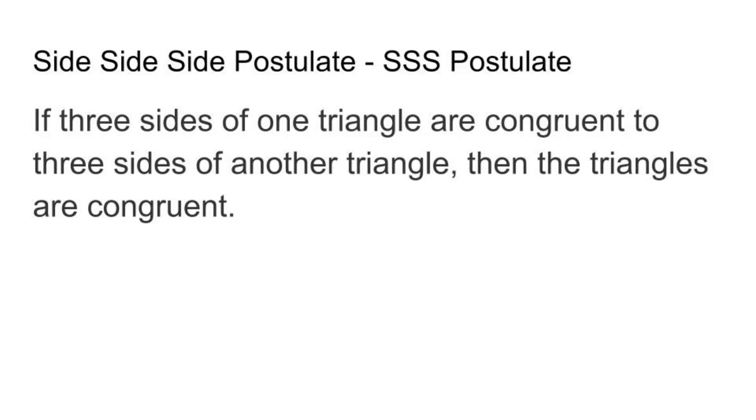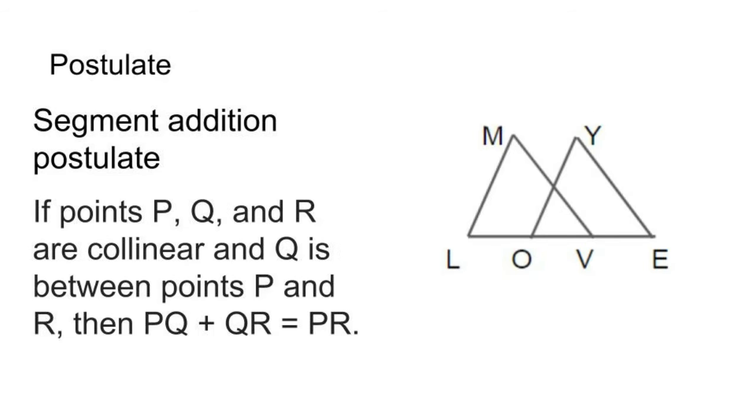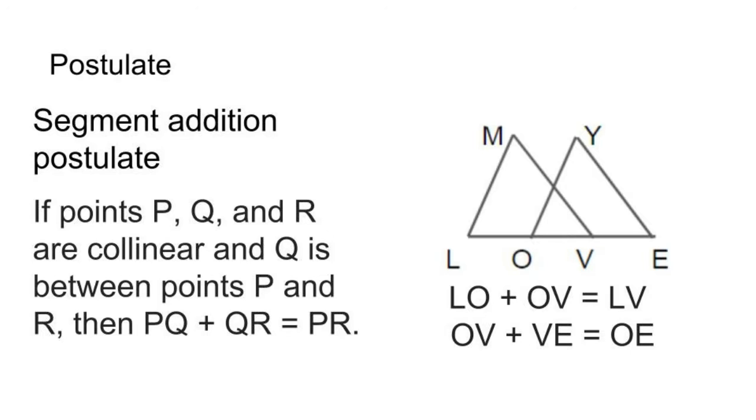Triangle DOG is congruent to triangle CAT. SSS postulate states that if three sides of one triangle are congruent to three sides of another triangle, then the triangles are congruent. Another important postulate in proving triangle congruence is segment addition postulate. If points P, Q, and R are collinear, and Q is between points P and R, then PQ plus QR equals PR. For example, LO plus OV equals LV, and OV plus VE equals OE.